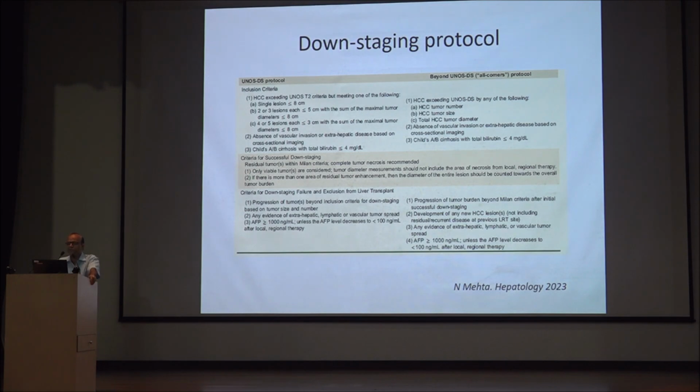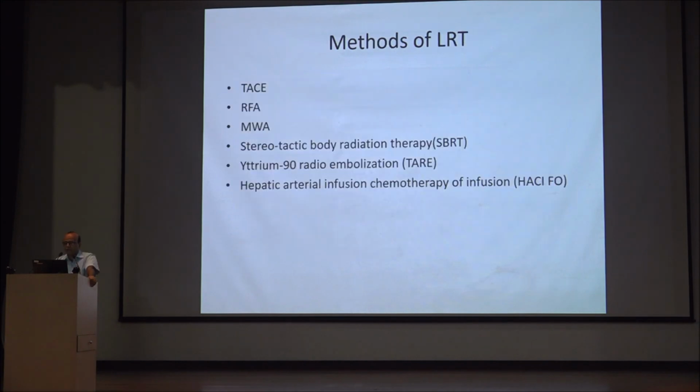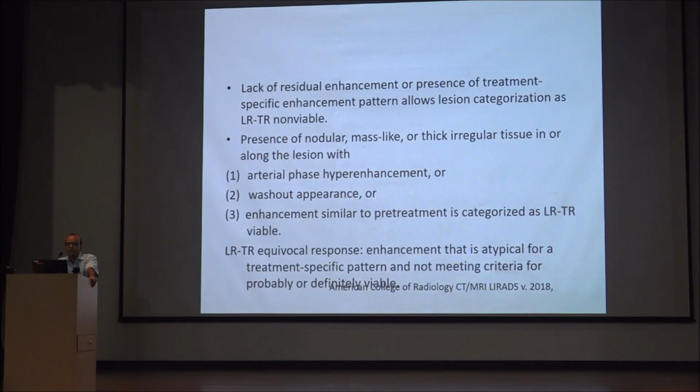The development of any new lesion is a progressive disease, as is any evidence of extrahepatic disease, and again the AFP levels. So after these protocols, what are the methods of locoregional therapy? The most commonly used is TACE, then RFA, then microwave ablation, then SBRT, then TARE, and hepatic arterial chemotherapy infusion. Each procedure has its own indications, but the most important point is that when arterial infusion therapies are used, the risk of decompensation has to be considered in every patient.